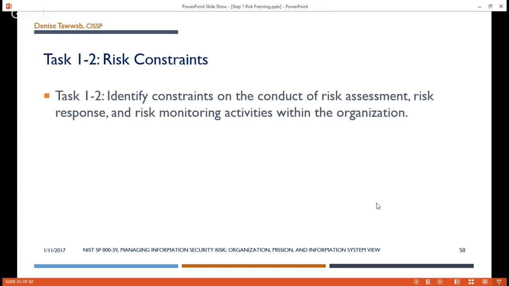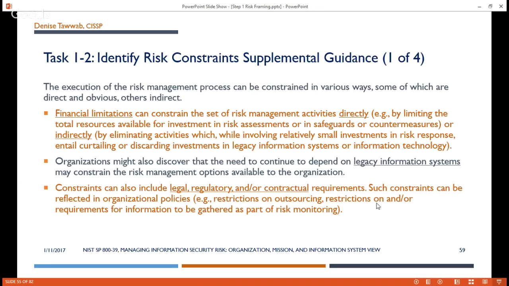So task 1.2, risk constraints. Task 1.2 says identify the constraints on the conduct of risk assessment, risk response, and risk monitoring activities within the organization. What's happening in your organization and outside of your organization that will constrain your risk assessment, risk response, and risk monitoring activities? The execution of the risk management process can be constrained in a number of ways, some of which are direct and obvious, and others are indirect.